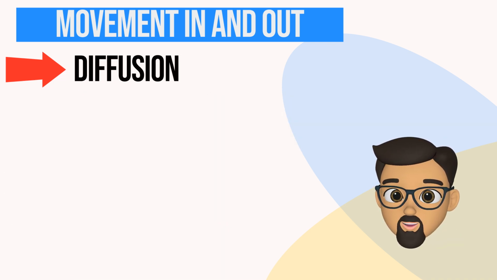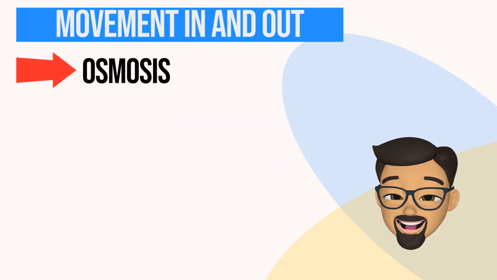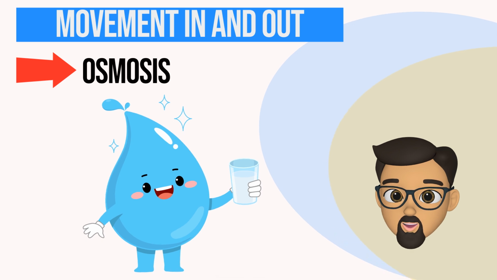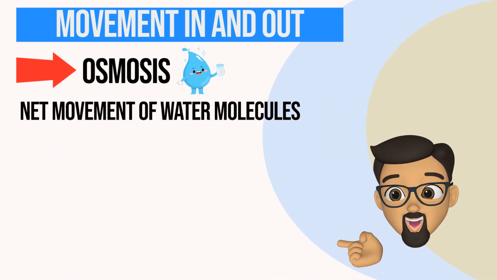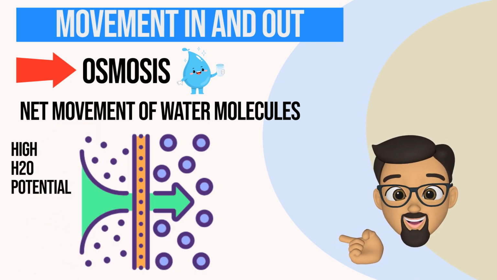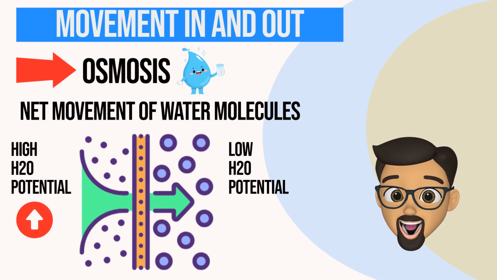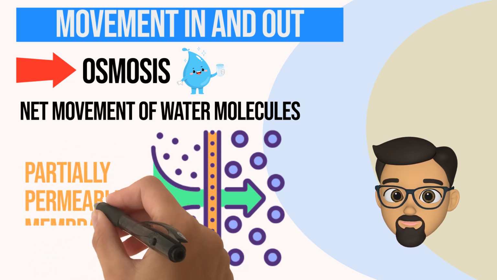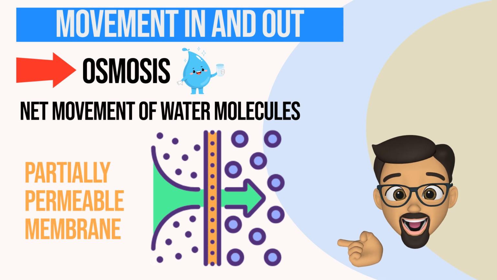Got it? Now that we've finished diffusion, let's move to something very special. Osmosis. You'll love this one, because it's like diffusion's sibling, but just for water. So, let's define osmosis in the same way. Number 1, osmosis is the net movement of water molecules. Number 2, water moves from a high water potential to a low water potential. That simply means from where there is more water to where there is less water. Number 3, it happens through a partially permeable membrane. This membrane allows water to pass through, but it blocks bigger solute particles like sugar or salt.